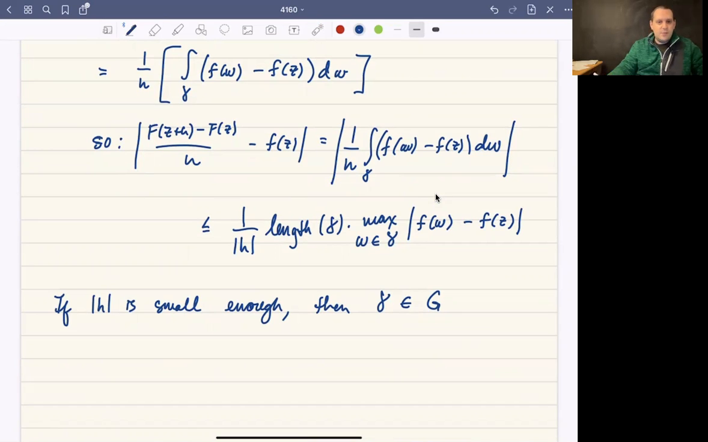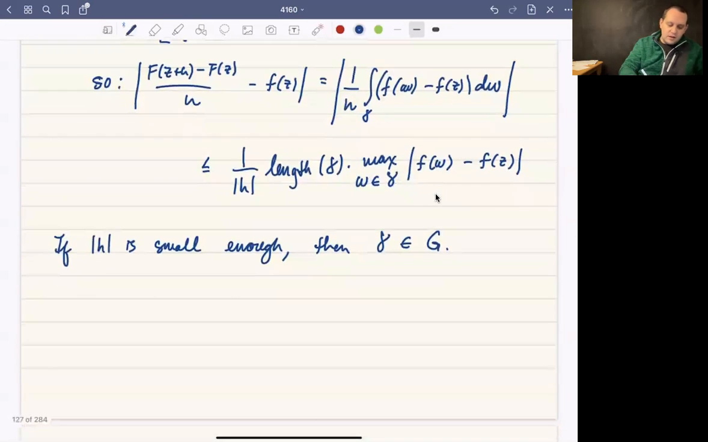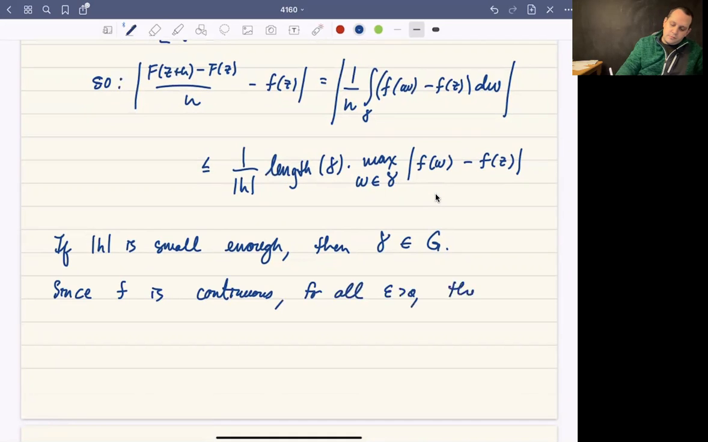We also have to have the hypothesis that f is continuous. And because f is continuous, we can say a few things about what this quantity is going to be. So for example, we know that since f is continuous, for all epsilon, there exists a delta.